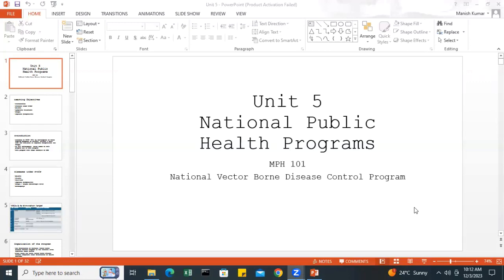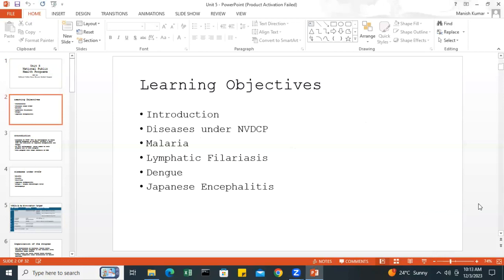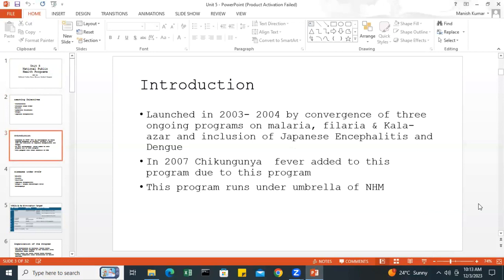So under NVDCP, we will be learning about three, four diseases, in particular malaria, lymphatic filariasis, dengue, and Japanese encephalitis. NVDCP was actually launched in 2003-04, and then there was a convergence of three programs: malaria, filaria, and kalajar.